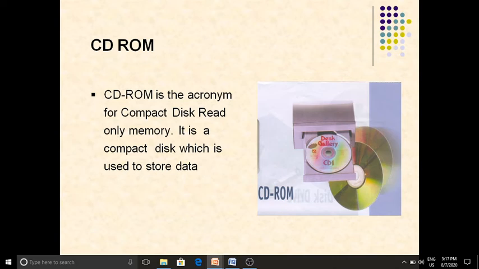CD-ROMs are portable, you can take them anywhere, and you can also put the data stored in the CD-ROM into another system. You can burn the CD-ROM data into the other system. For burning, that is copying the data in the CD-ROM into another system, we need software, a burning software.